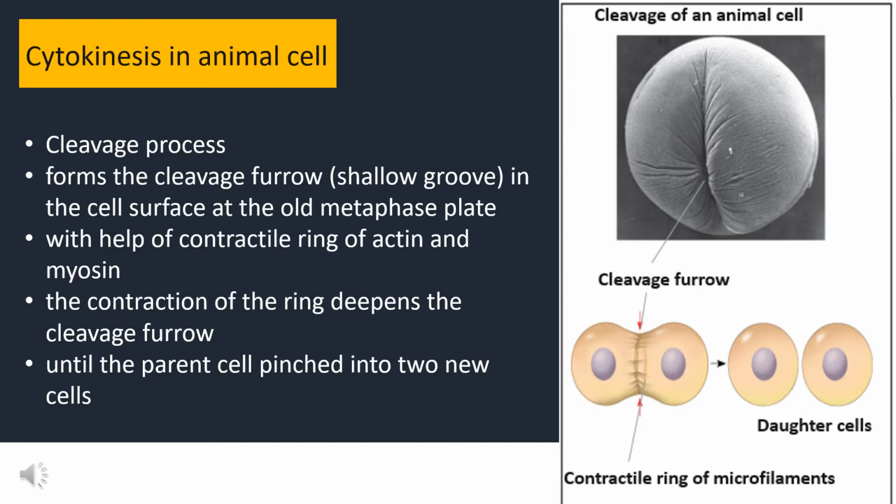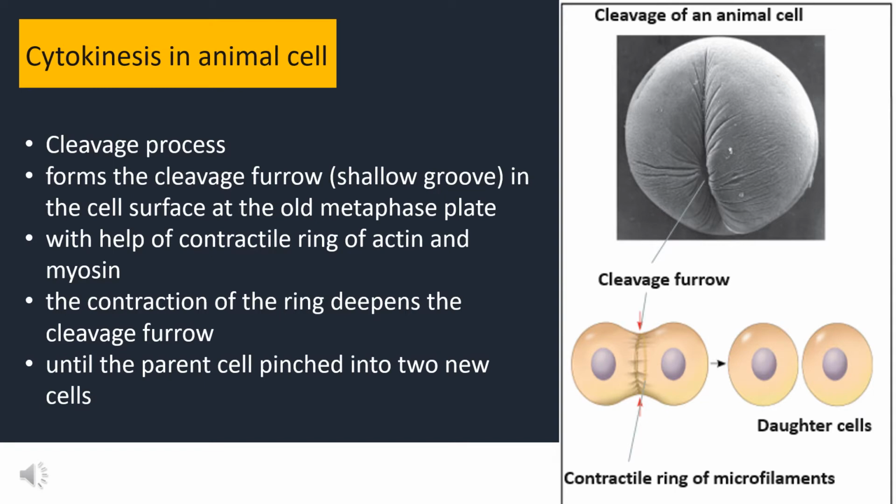It forms the cleavage furrow, which is the shallow groove in the cell surface at the old metaphase plate. It forms with the help of a contractile ring of actin and myosin. On the cytoplasmic side of the furrow is a contractile ring of actin microfilaments associated with molecules of the protein myosin.